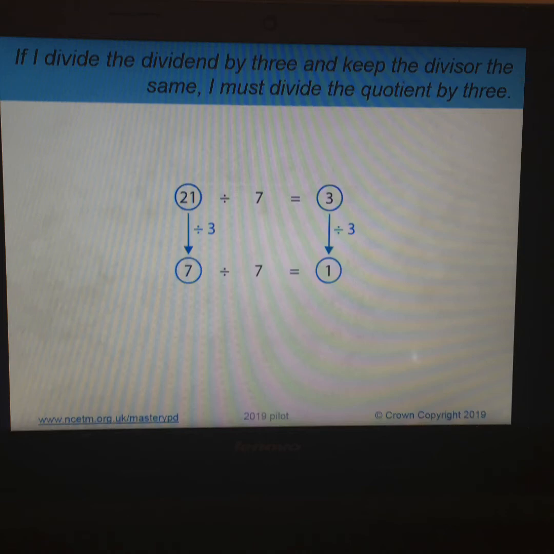Divide it all by 3. 7 divided by 7 is 1, because 21 divided by 3 is 7. So you divide the answer by 3 to get 1. Really well done if you got that right.